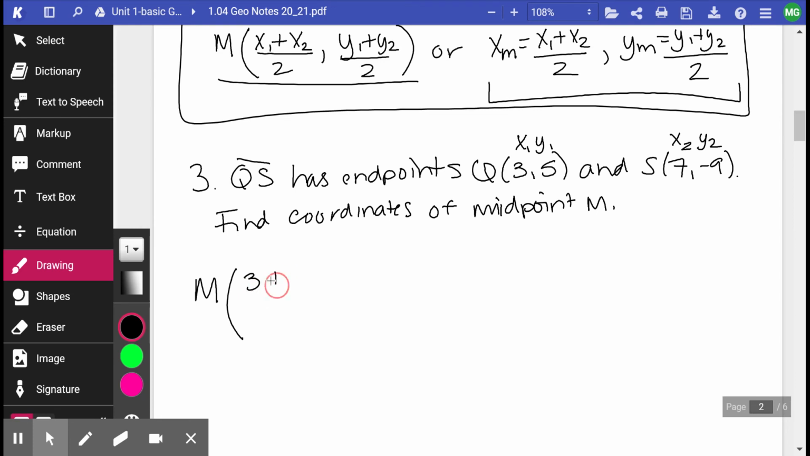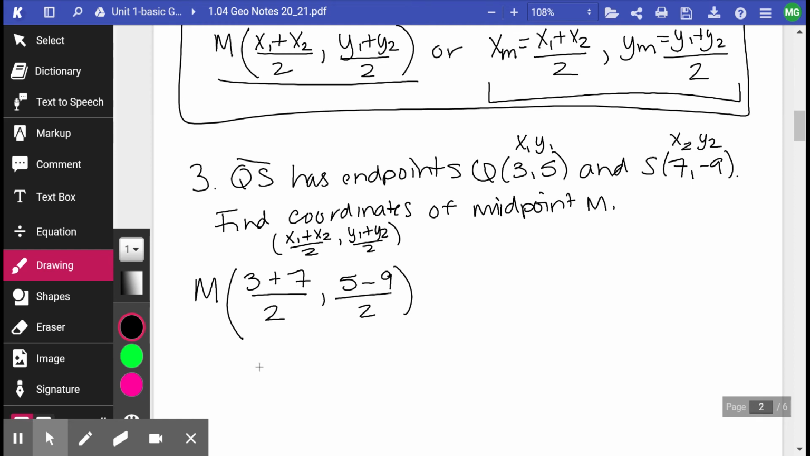So 3 plus 7 over 2. I didn't write it out again. So again, your formula, and the more you write it, the more you'll remember it. Average of your x's, average of your y's. And then our y's, we're going to take 5 plus negative 9. So that's the same thing as saying 5 minus 9 over 2. And then add up across the numerator here.